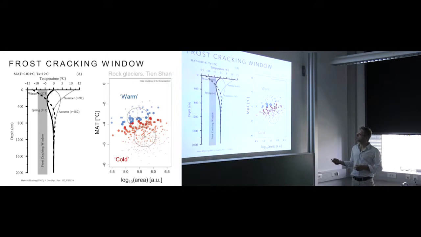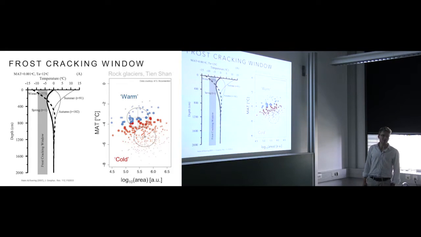Again, if we look at the distribution of rock glaciers, this is the area of the rock glaciers, and then this is the mean annual temperature, we find that we can distinguish between those that are outside of the frost cracking window and those that are within roughly the -3 to -8. So these would be cold ones, these would be warm ones. The color code is pretty counterintuitive, I admit. But the point here is we didn't do much with the data. We told the computer, please classify, and the computer classified without knowing anything about a frost cracking window.